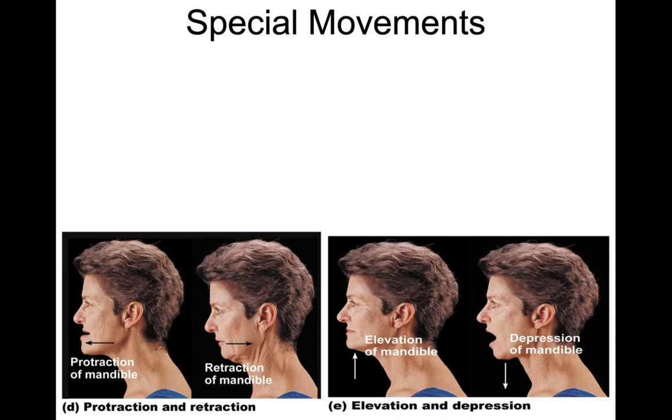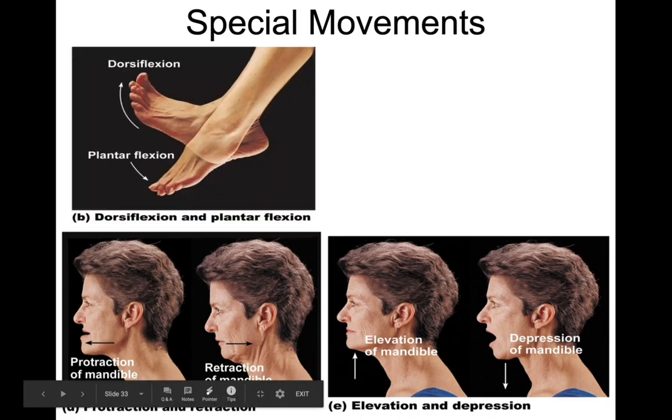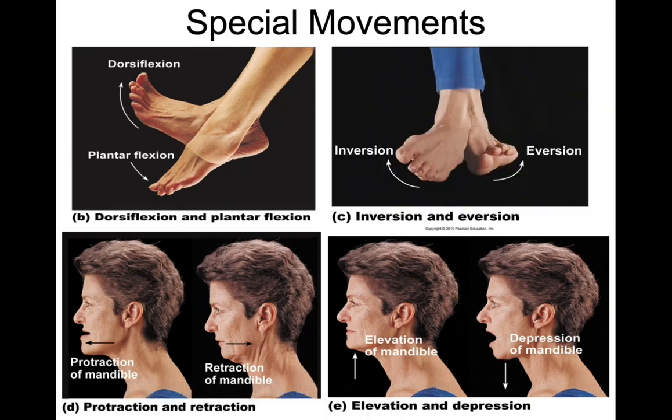So protraction and retraction, you can have this at the mandible. You can also do this with your shoulders. Elevation and depression, so moving the bottom jaw going up and down. Dorsi and plantar flexion. Dorsiflexion pulls the toes up towards the head. Plantar flexion points them down towards the ground. Inversion and eversion are going to occur at the foot and ankle joint here. Inversion, so this is going to be the middle of the person's body on this side, turns the sole towards the midline. Eversion turns the sole away from the midline.